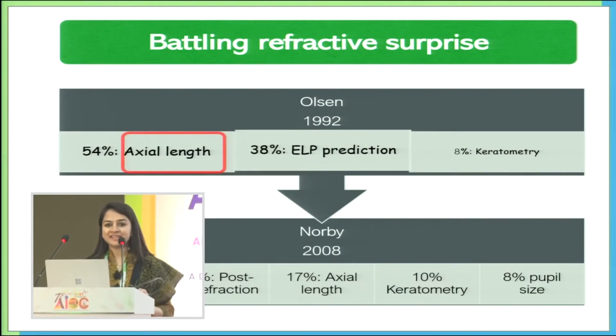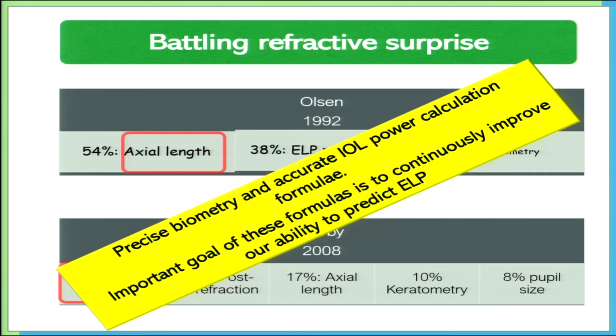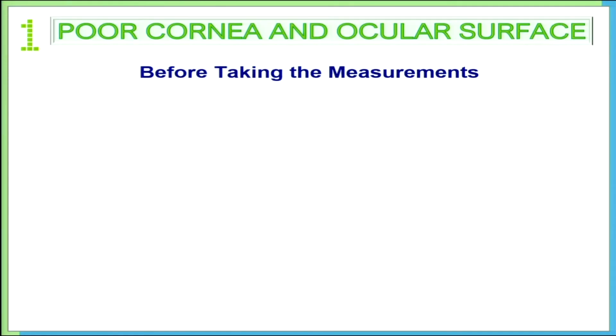In the 1990s, the major cause of refractive surprise post-operatively was faulty axial length calculation. But in today's era, it is the effective lens position prediction. So to battle refractive surprises, what we need is precise biometry and an accurate IOL power calculation formula. And all the formulas aim at improving the ability to predict effective lens position.